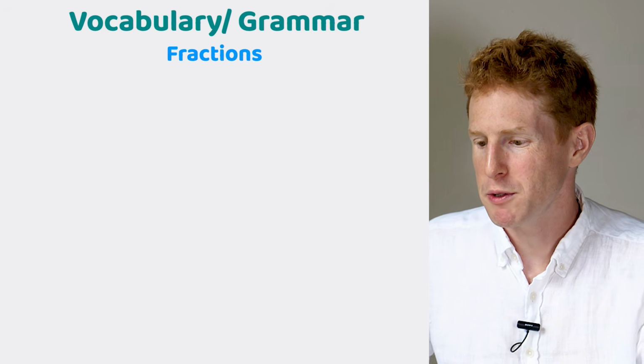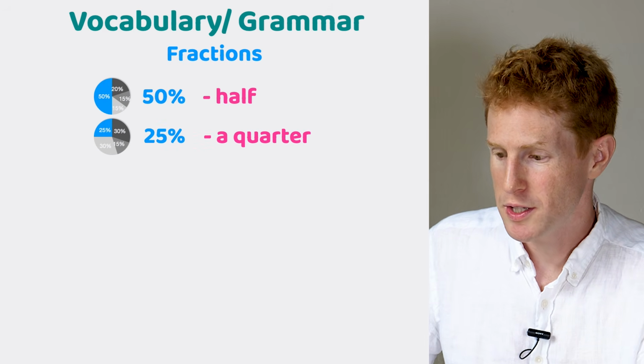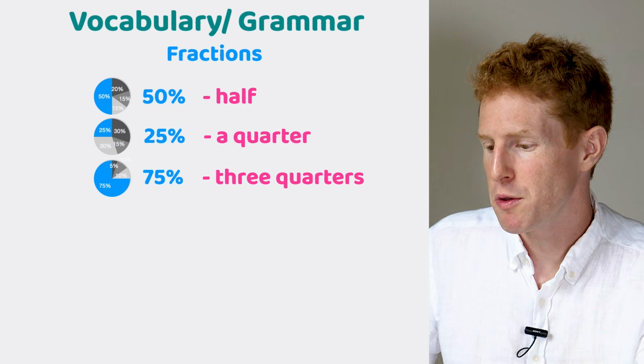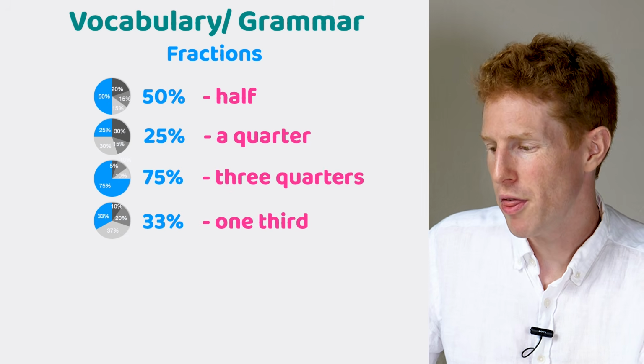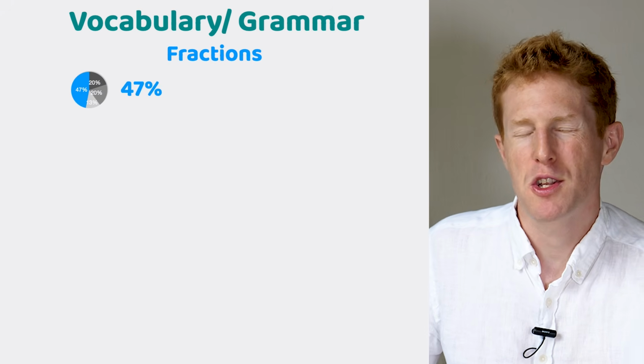Now, you'll know, for example, if you see 50%, that's half. 25%, well, that's a quarter. 75%, that's 3/4. 33%, 1/3. 67%, 2/3. That's all fine. However, a lot of the time in IELTS, you don't get these exact easy numbers. You get things like 47%. So what are you going to say?